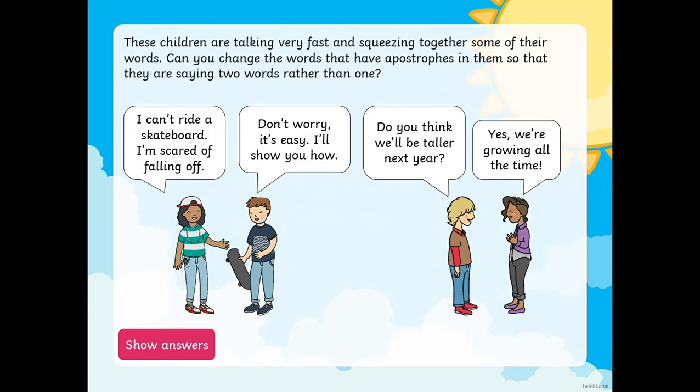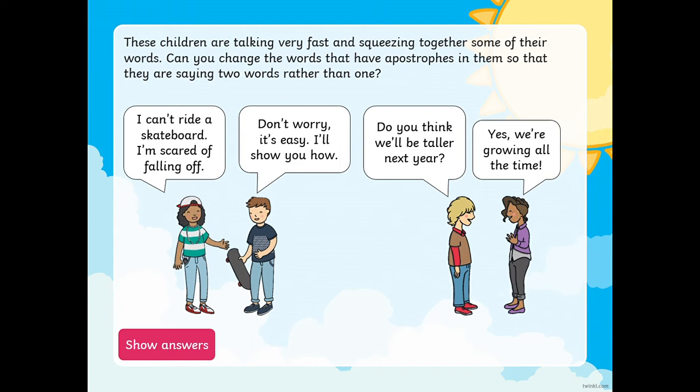Good work, Year 2. These children are all having a conversation with each other. They're talking very fast and squeezing together some of their words. Can you change the words that have apostrophes in them so that they are saying 2 words rather than 1? So I'd just like you to have a think about this one. You don't need to write anything down just yet. I'm going to read out what they're saying, and you need to have a think, what will the 2 words be that replace the 1 that is a contraction?